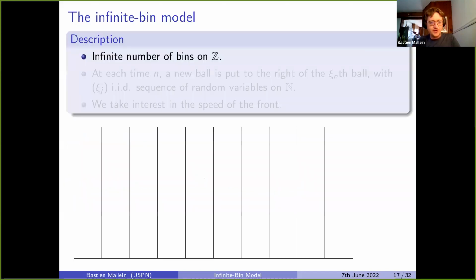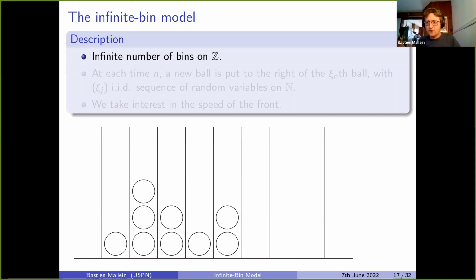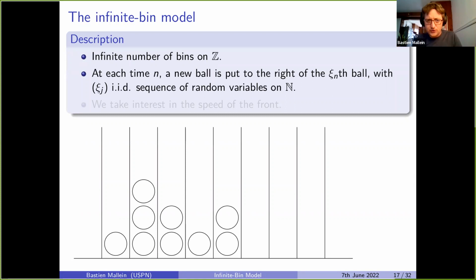This is the infinite bean model. The infinite bean model is a very simple model of balls and beans. You put an infinite number of beans on Z, and you start with a configuration where you have put a certain number of balls. An important fact is that all beans to the right of a certain place are empty, so you need a front of beans, like a rightmost ball in the configuration. At every integer time n, you add a new ball to the right of the psi_n-th rightmost ball in your system, where psi_n is an independent integer-valued random variable.